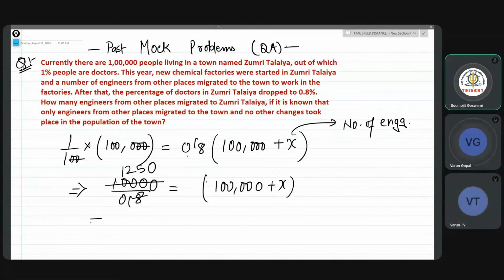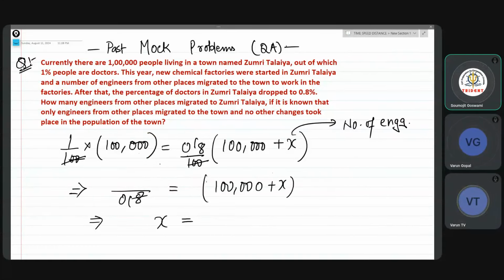Hold on, have I made any calculation error? Oh, there is a 100 over there also. I'm sorry, extremely sorry. This 100 will cut this 100, right? So this is going to be 100,000 only. Unfortunately, this is 0.8% now, so 100 is going to be there also. So this is 100,000 in the numerator. And a 10 when you get rid of this decimal. So this is 125, and 100,000.